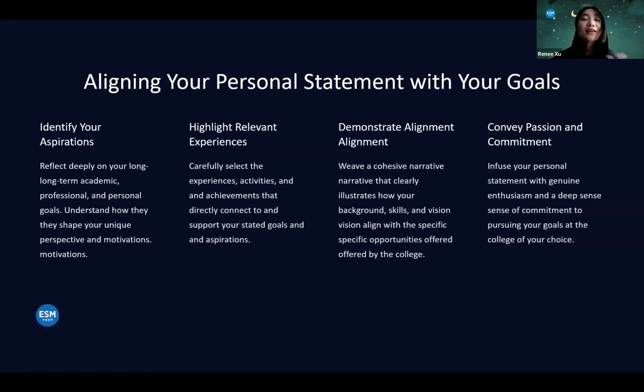Think about that. It doesn't mean that it needs to be the focus of the essay. So, what I mean by that: it would be great if you could identify your long-term academic, professional, and personal goals and then tie in relevant experiences, activities, and achievements that you've done in your high school career, and weave that in and show your commitment and passion.